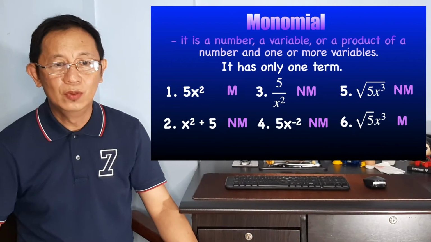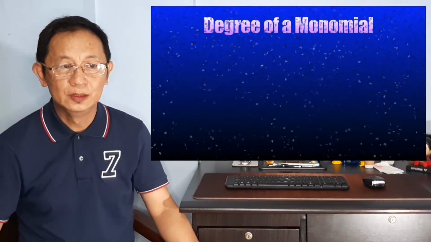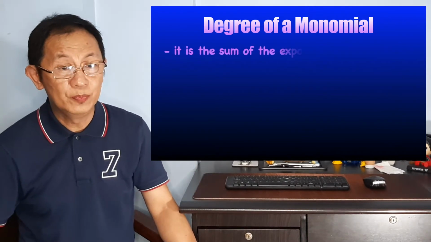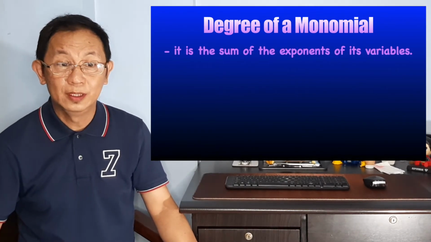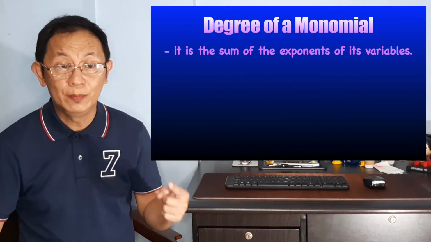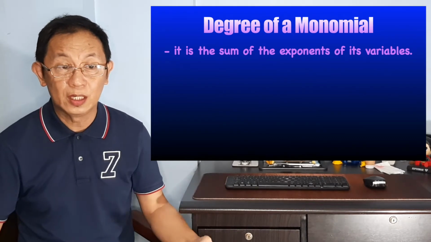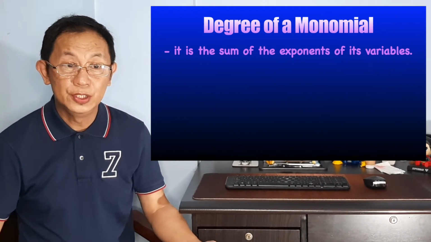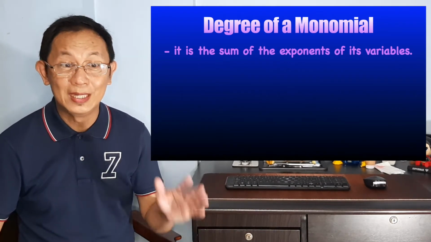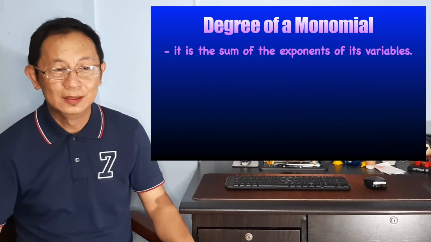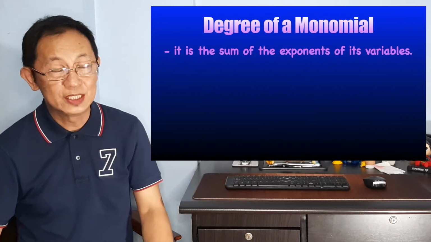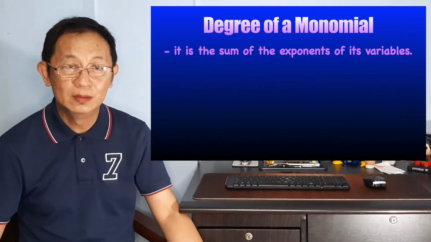Now, every monomial has a degree. So, what is the degree of a monomial? It is the sum of the exponents of its variables, if there are more than one variables. But if there is only one variable, kung ano yung exponent niya, yun ang degree niya. No? So, how about, sir, kung walang variable? Mamaya, malalaman natin. Okay, so don't forget that the degree of a monomial is the sum of the exponents of its variables.